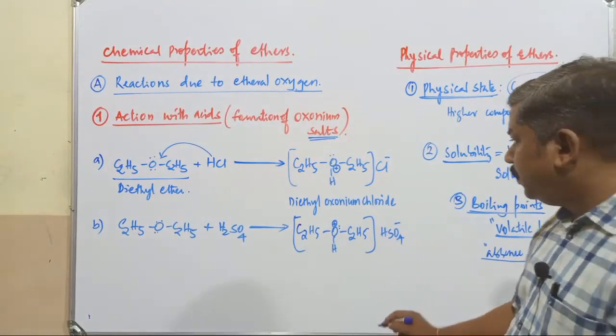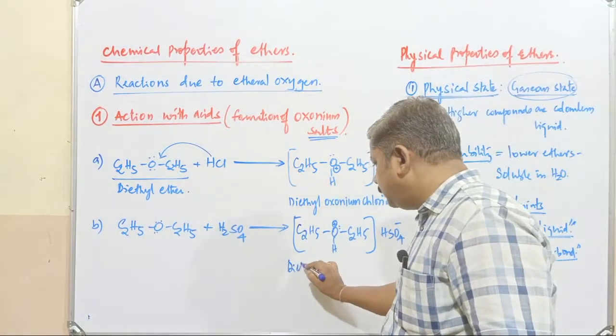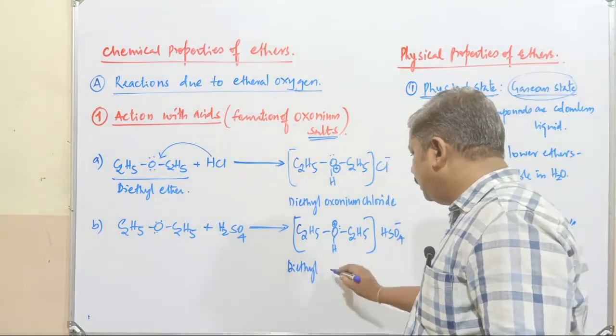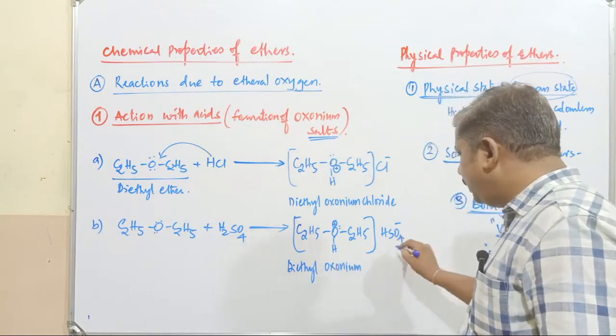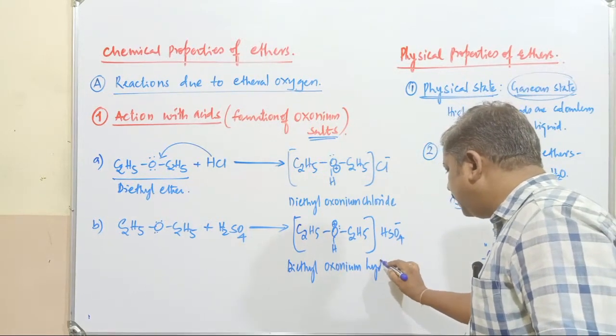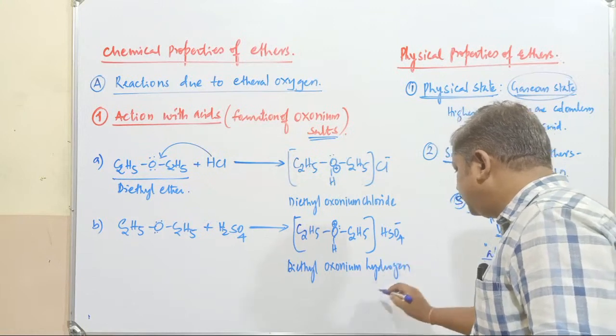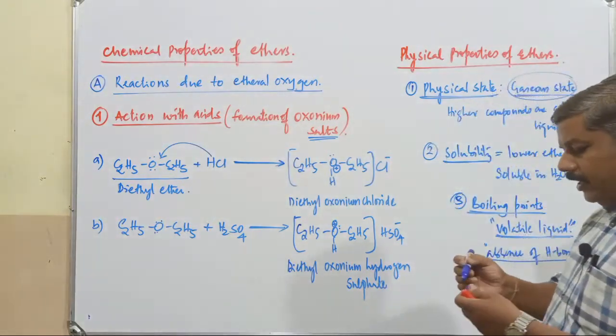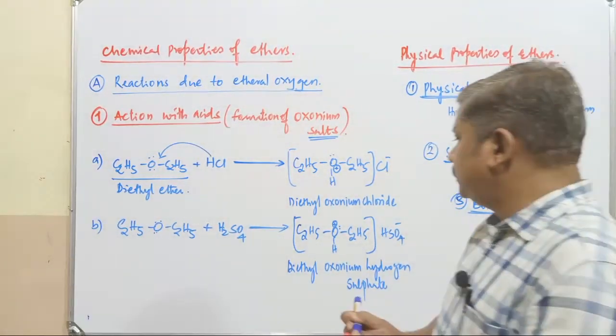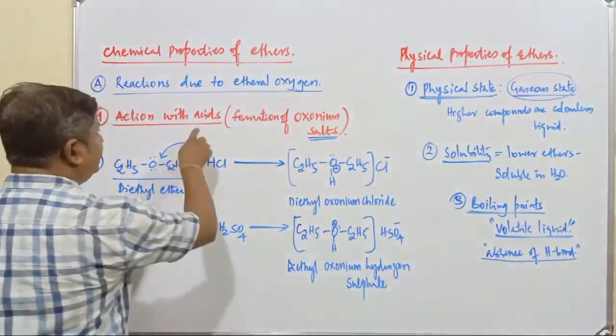What's the name of this salt, students? It is also diethyl oxonium. What is HSO4 minus? It is hydrogen sulfate. So diethyl oxonium hydrogen sulfate is the compound produced with the acid.